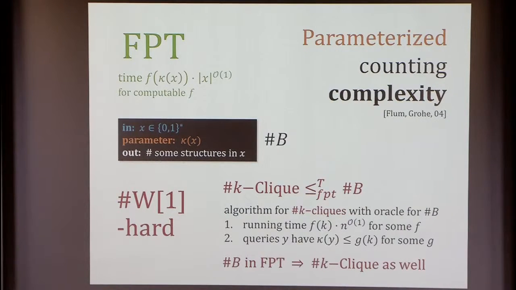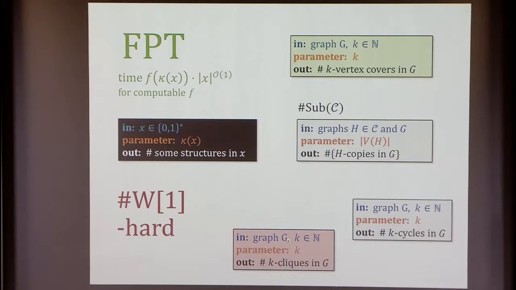So in other words, if we were able to prove that #B is FPT, then we would also get that counting k-cliques is FPT. And this is something that is believed to be very unlikely based on the evidence that the field gives us. So that's parameterized counting complexity. And if we apply this now to the problems we looked at before, then we essentially just defined counting k-cliques to be hard.